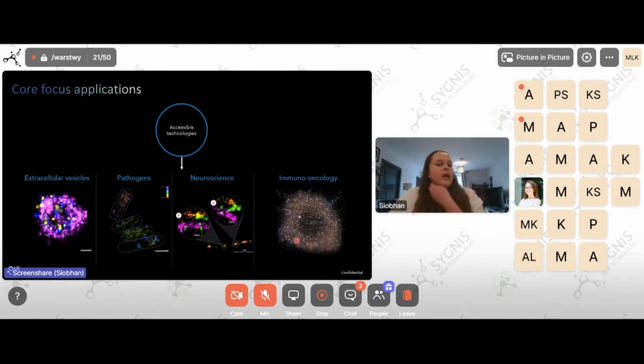But essentially any area where you can fluorescently label a structure of interest will be applicable to at least one of the techniques that we offer on the Nanoimager. So it's quite diverse in a range of different biological applications.